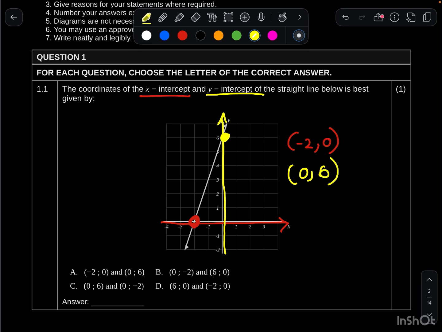Just really important to note, if it's an x-intercept, then the y value is always 0 at that point. And if it's a y-intercept, then x is always 0 at that point. So let's check. We've got -2, 0, and 0, 6. So this one is going to be A. That is going to be our answer.